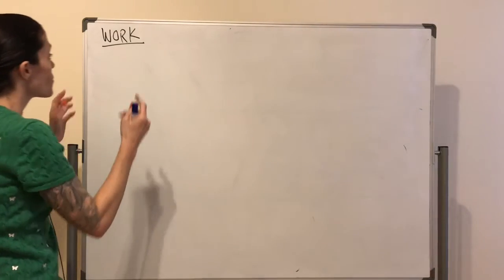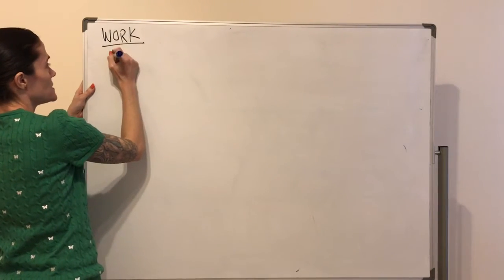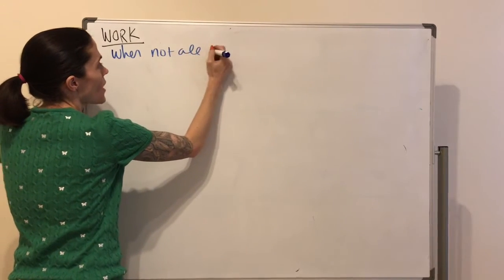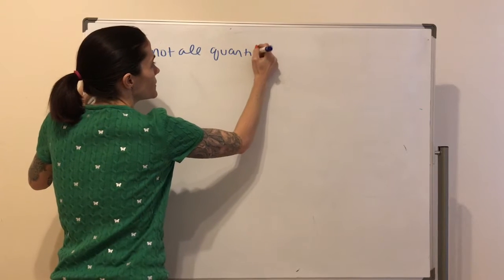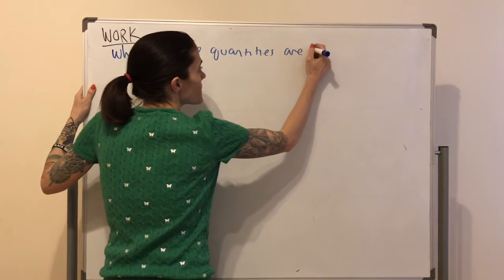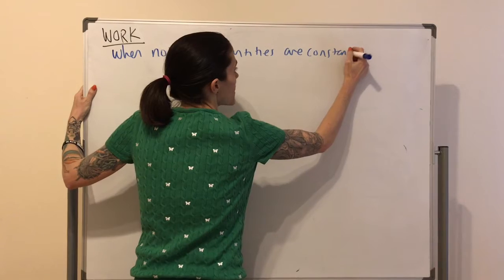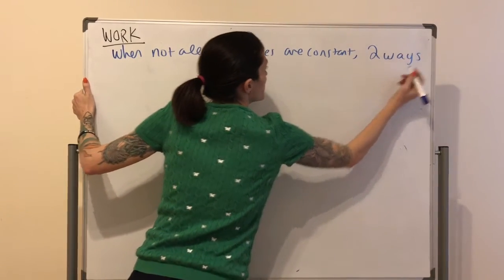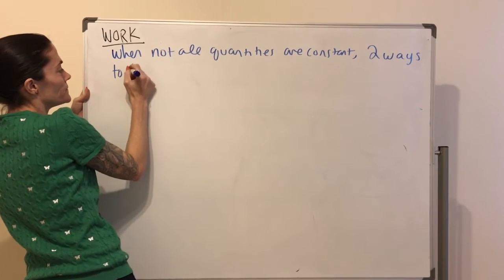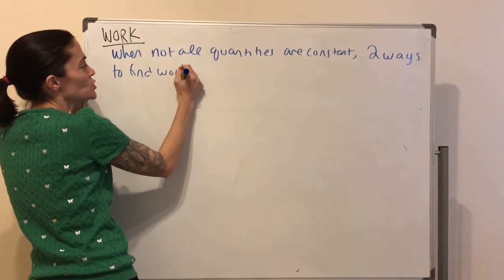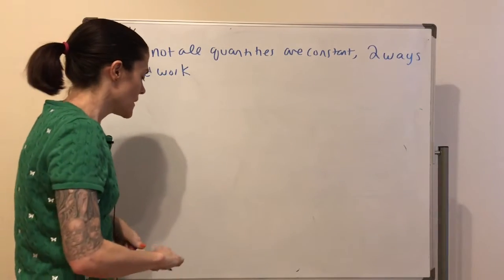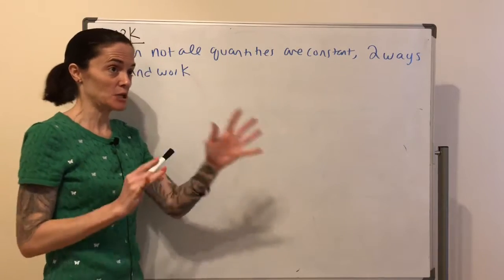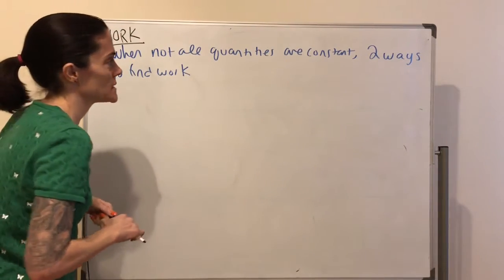When you're in the not constant case, when not all quantities are constant, this is where calculus comes in. So we have two ways to find work. These are my two ways that I go about it. I will mention the two ways and what types of problems I do in each way, and then we'll go and see some examples.